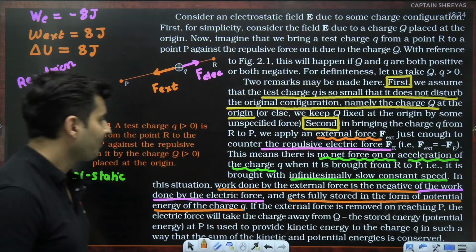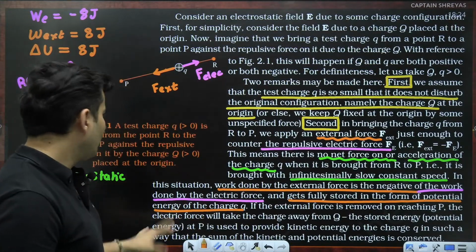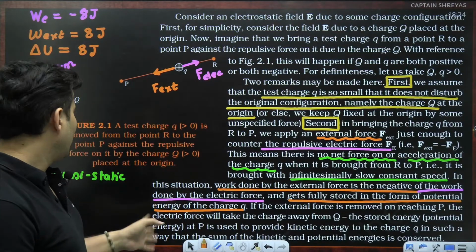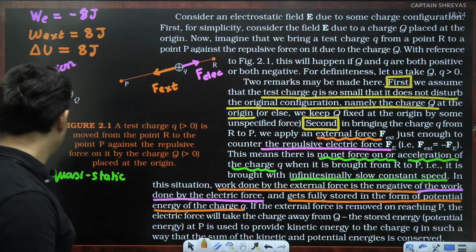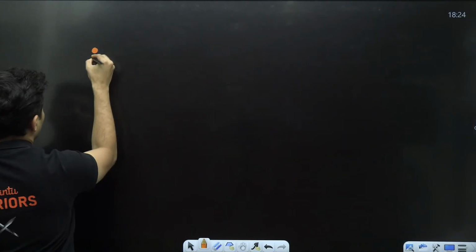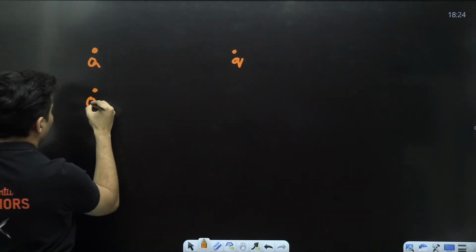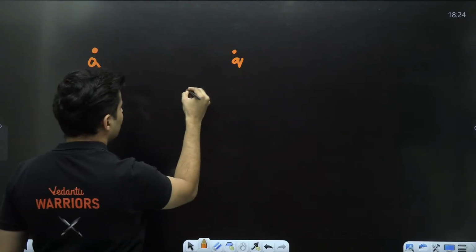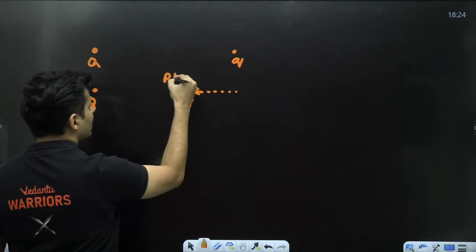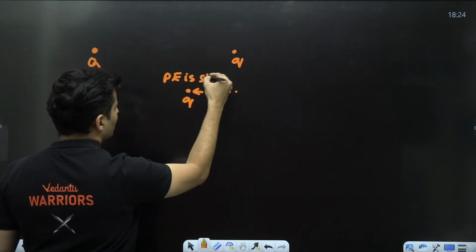Awesome. Let's move on. So that is what is said. If the external force is removed on reaching point P, then the force will take charge Q from the point and is used to provide kinetic energy. This kind of makes sense. Just imagine, this charge is capital Q. This charge is your test charge. This capital Q does not move because this is very small. Slowly, I bring it over here. So potential energy is 100% stored in it now.